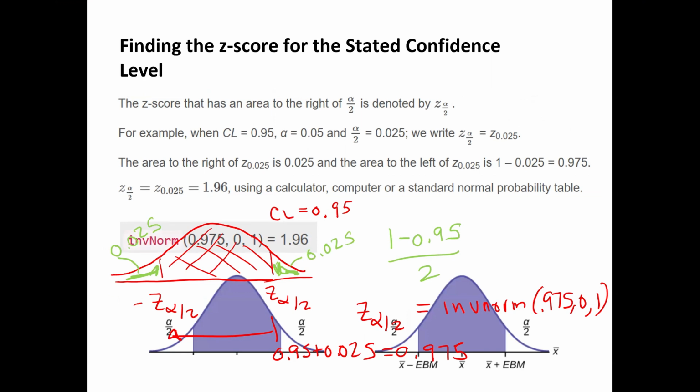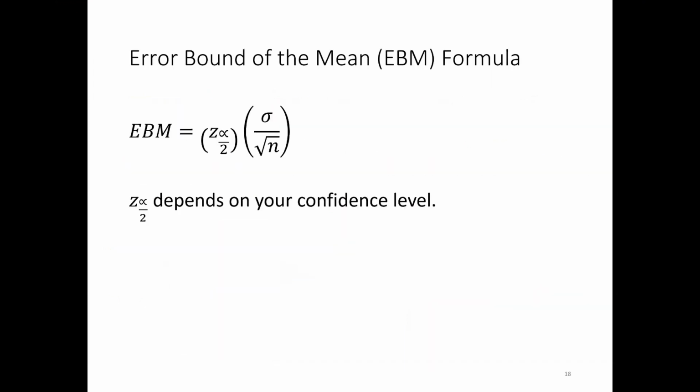All right. So the error bound of the mean is calculated as follows. You take Z sub alpha over 2, the positive Z, and multiply it by sigma divided by the square root of n. So you take the Z value and multiply it by the standard error. Z sub alpha over 2 depends on whatever confidence level you've chosen. So that is the formula for the error bound of the mean.